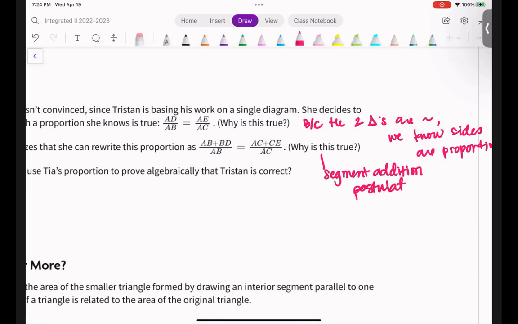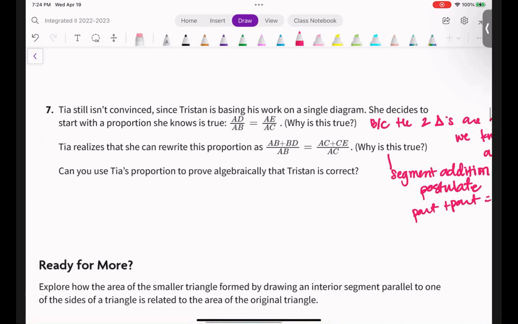Okay. And so what the postulate is saying is part plus part equals whole. And I'll write that here. Part plus part equals whole. Okay. So can you use Tia's proportion to solve algebraically that Tristan is correct? Because they're telling us to prove something, that means that Tristan is correct. So for those of you who said that Tristan is correct, good job.